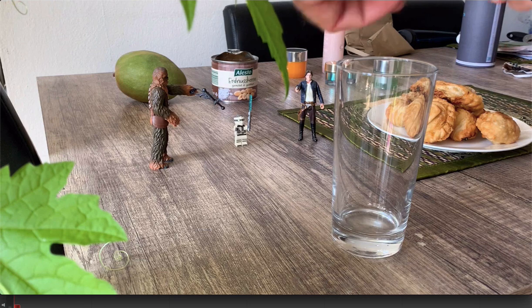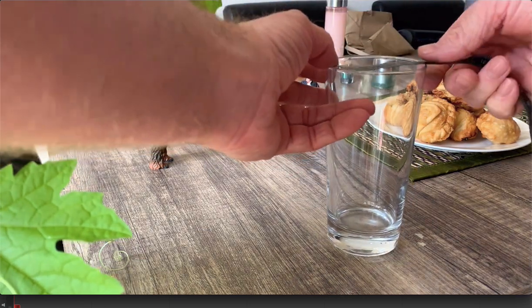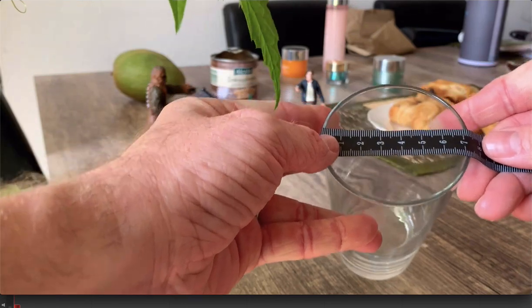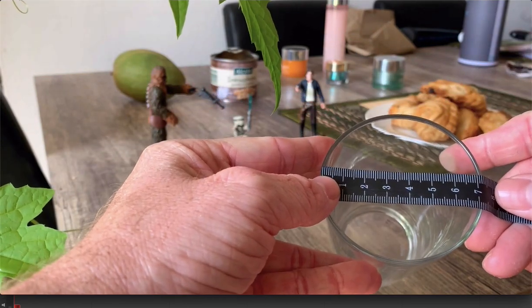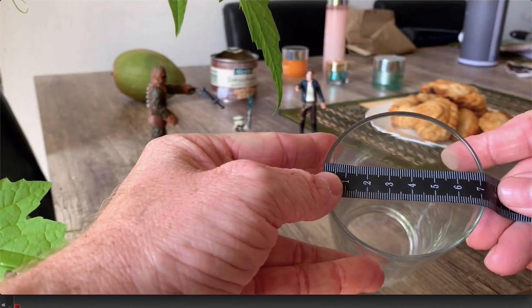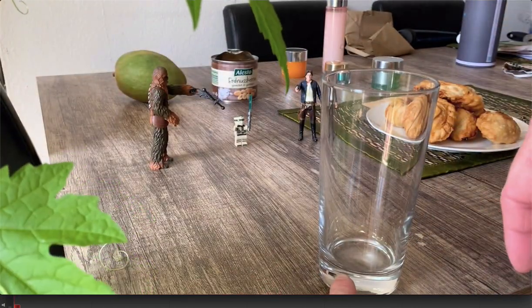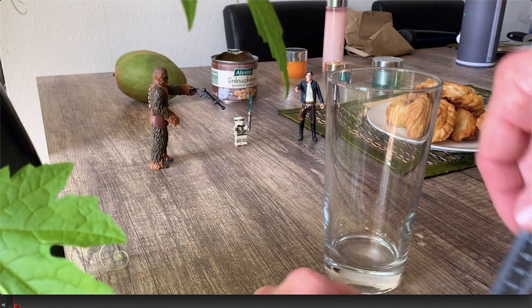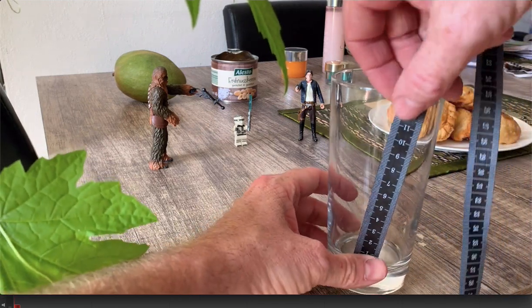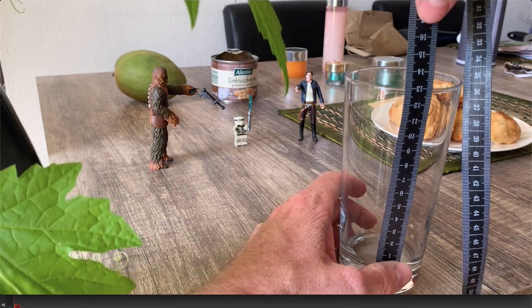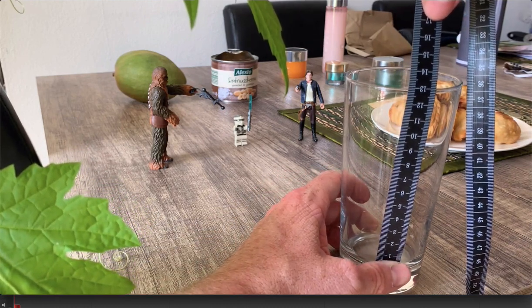How much water is in my glass? I need to take a couple of measurements. The first measurement I'm going to take is the diameter. It looks like about 7 centimeters. And I need the height, but the water only starts on the bottom here, so I'm going to put it down here and measure. It's about 13 centimeters.